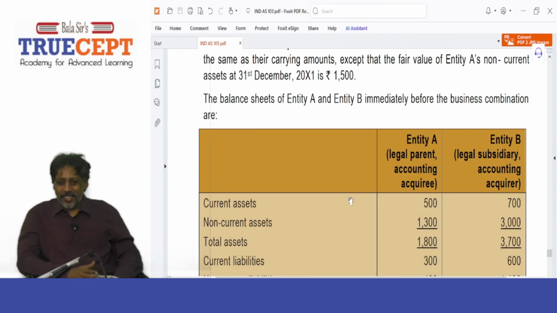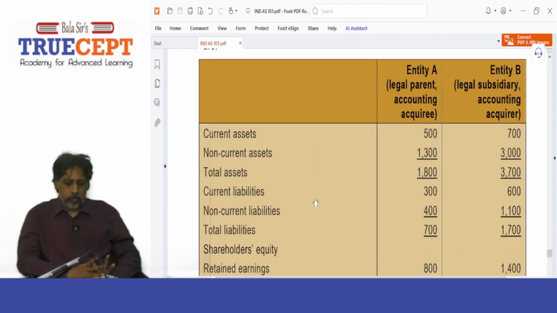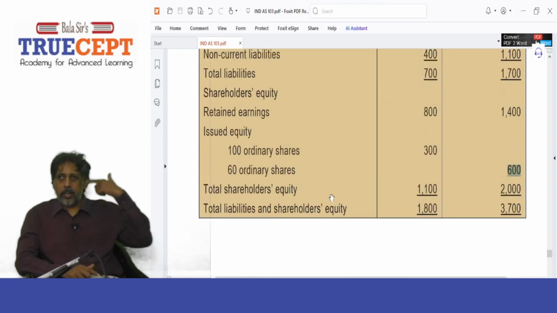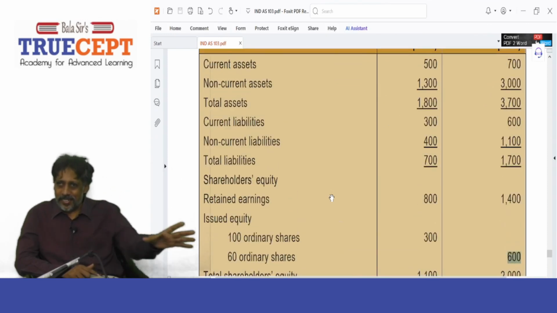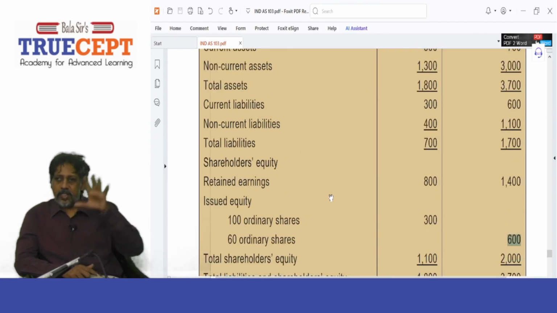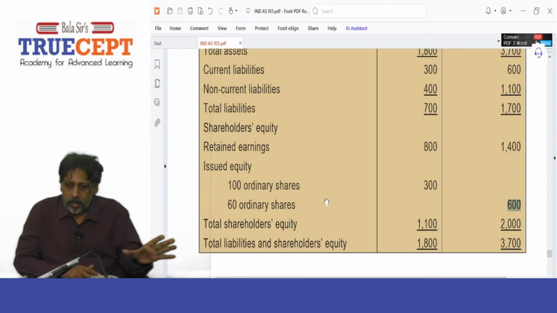Next. The balance sheets of A and B immediately before the business combination are given. We have given the current assets, and the non-current assets. Actually, non-current assets should have been first. Non-current assets, current assets, total, then current liabilities, non-current liabilities, and total. Then comes equity: share capital and other equity or retained earnings.